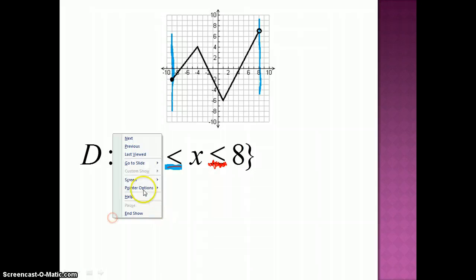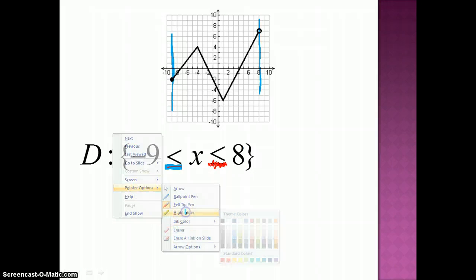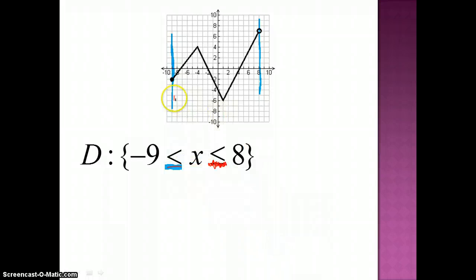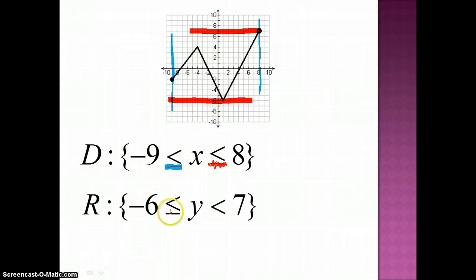Now let's look at range. Okay, we're going to go to the bottom point up to the highest point. Okay, so it goes from -6. -6 is included because it's not an open circle, so that's why there's a line. And 7 is not included. It's an open circle, so that's why there's no line there.